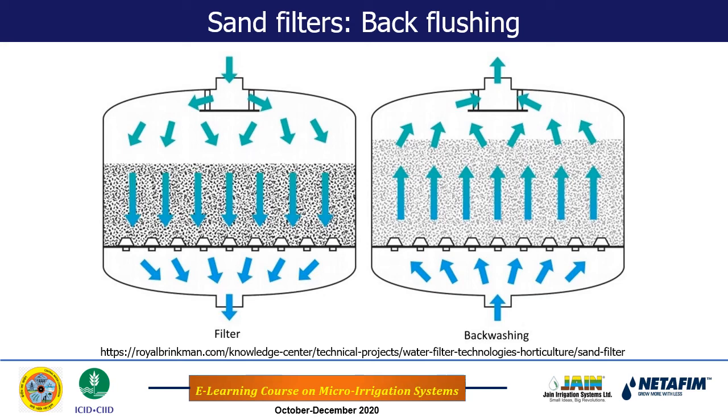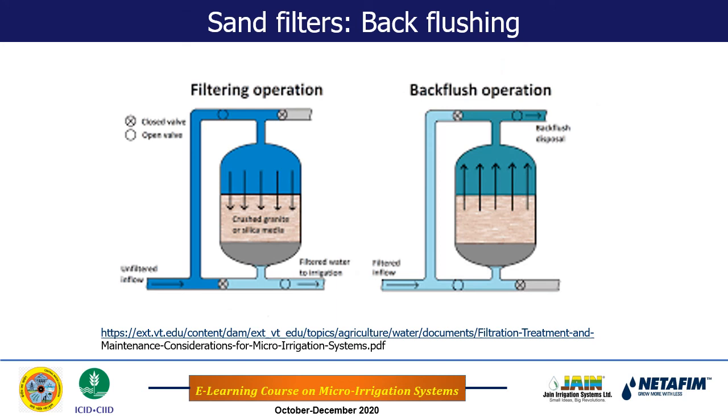So this is the filtering process, and this is the back washing or back flushing process. The position of the valves for the back flushing is shown here. In the first case it is the filtering operation, and this is the inflow. There are 4 valves actually. Sand filters need 4 valves: 2 valves for the inlet, 2 valves for the outlet.